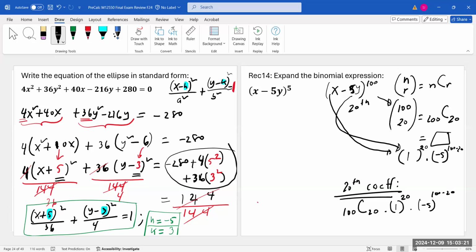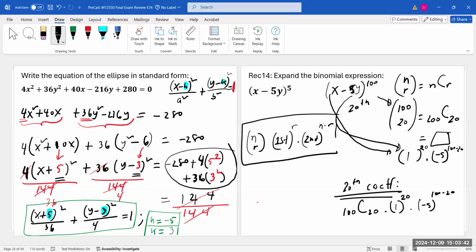So if I remember correctly, the formula is n choose r, first coefficient to the r times second coefficient to the n minus r. I may be wrong, okay? I didn't do it for a long time, but as far as I remember, that's the formula to find the coefficient for any binomials. However, this question is different.